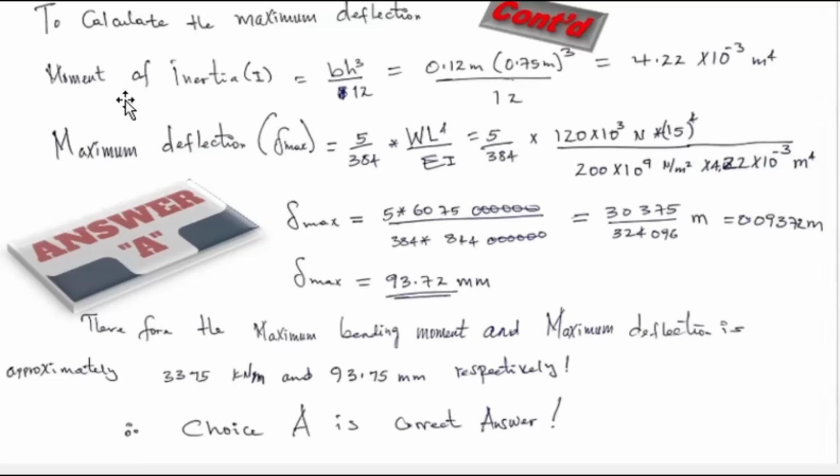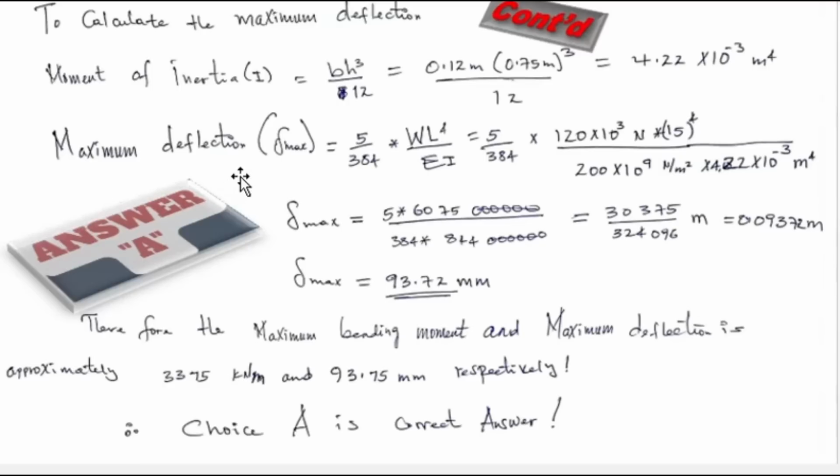for this cross section. So the general formula to calculate the moment of inertia I is B times H cube over 12, and B, which is given as 120 millimeter, which is equal with 0.12 meter, and this H is given as 750 millimeter, which is 0.75 meter. When we substitute these values on the general formula here, 0.12 meter into 0.75 meter, the whole cube over 12, it is equal with 4.22 times 10 to the power of minus 3 meter to the power of 4, or M4. This is the unit for moment of inertia.